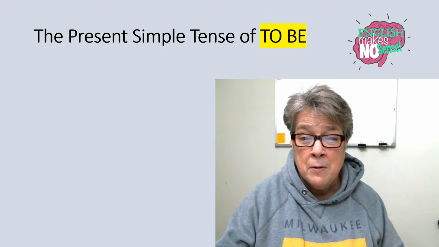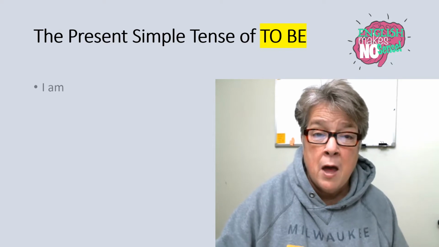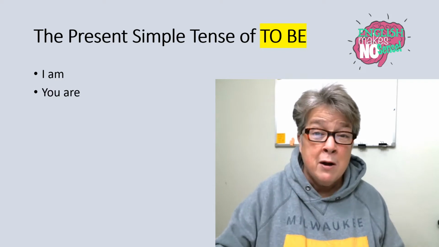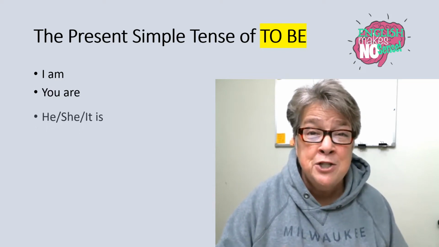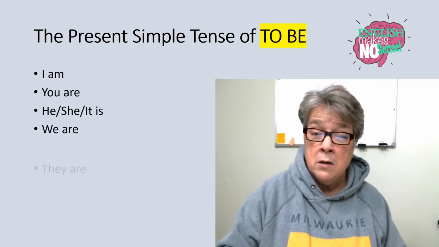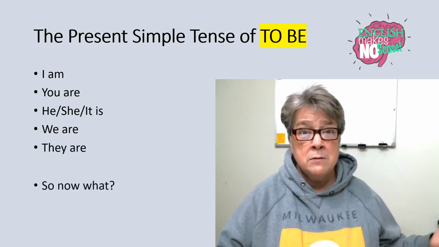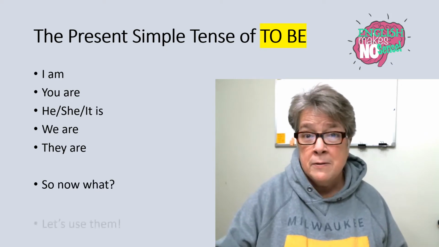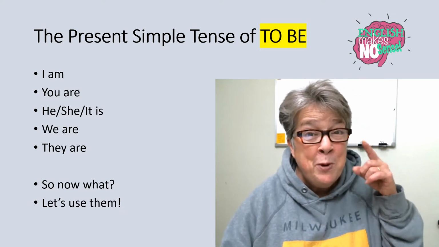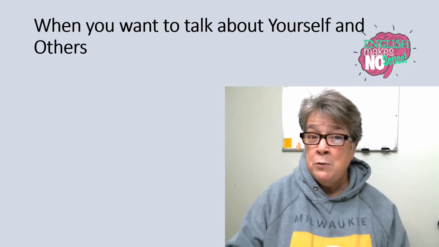Here we go. The present simple tense of the verb to be. I am. You are. He, she, it is. We are. They are. So now what? Let's use them. Are you ready? I hope you are. When you want to talk about yourself and others, use the verb to be.